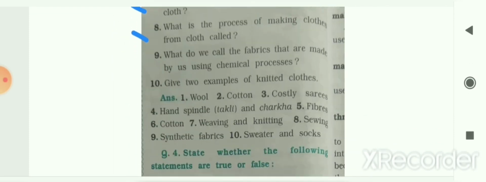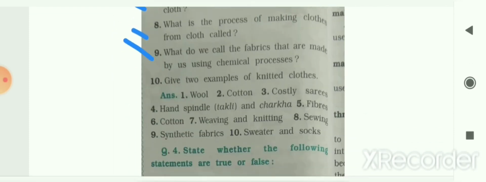Next, what are the two main methods for making cloth? So weaving and knitting are the two main methods for making cloth. The next is, what is the process of making clothes from cloth called? So the process of making clothes from cloth is known as sewing. The next is, what do we call the fabrics that are made by us using chemical processes? So that type of fabric is known as synthetic fabric. So synthetic fabric is your answer.